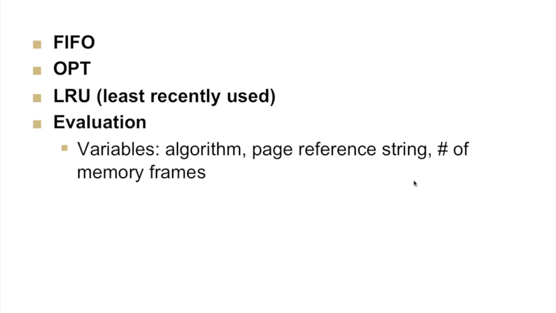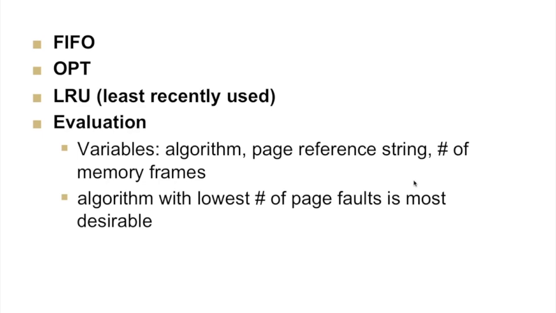And this all depends on the number of frames of memory. If I run it with 3 frames, I'm going to have a different number of page faults than if I run it with 4 frames. We're going to say that the algorithm with the lowest number of page faults is the most desirable. In this case, we know that every time we do a page fault, it costs us a lot of time to go to the disk and get information. Therefore, if we can reduce those page faults, reduce that disk I/O, then the algorithm for which of the pages we picked would be a better algorithm.